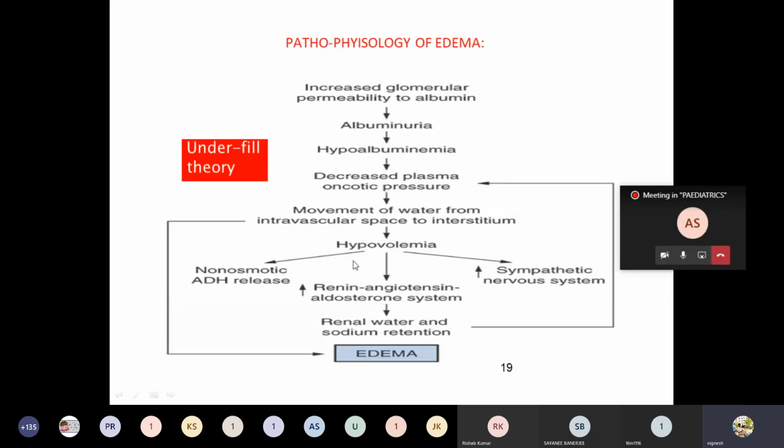Then once the hypovolemia comes down, the angiotensin and renin activities present in the kidney will increase. As a result, we are going to see renal water and sodium retention. Because of retention, it is once again going to trigger a decrease in the oncotic pressure in the intravascular space. So this is the pathophysiology of one of the theories. What I explained is the underfill theory.